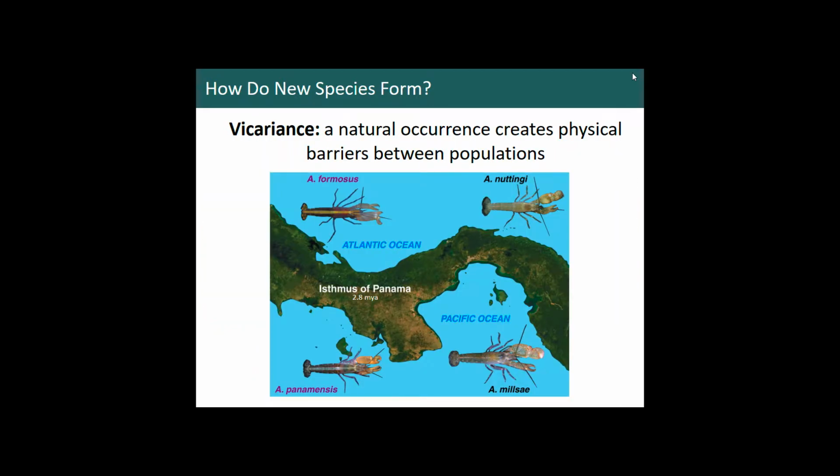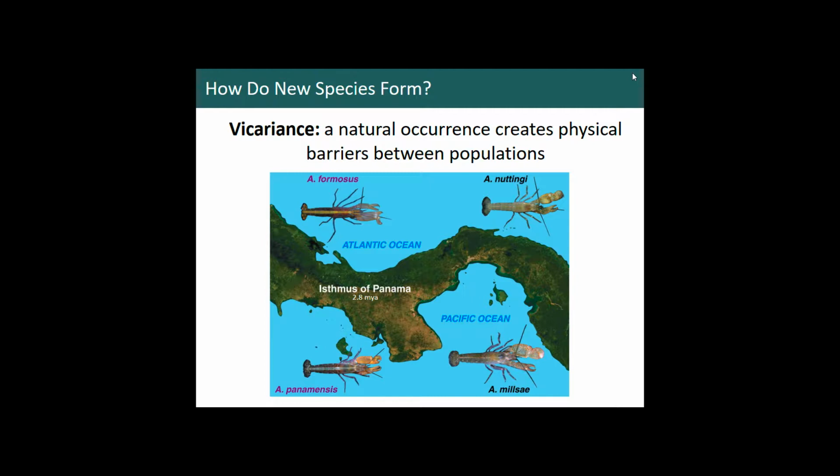That process, something like the formation of the Grand Canyon, is an example of vicariance. And so the word vicariance refers to speciation that occurs because a natural occurrence creates physical barriers. So we had one population of ground squirrels. As the Grand Canyon formed, that one population was split into two that were separated. And so because there was a physical barrier, they experienced vicariance.